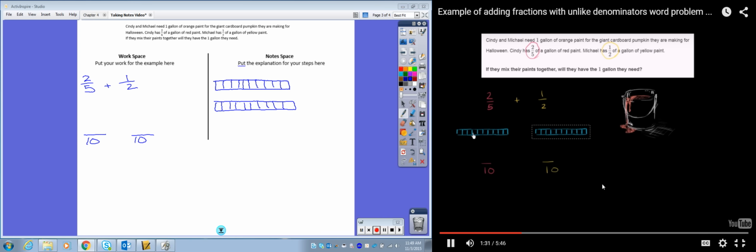So each of these are in tenths. These are 10 equal segments this bar is divided into. So let's try to visualize what 2/5 looks like on this bar. Well, right now it's divided into tenths.